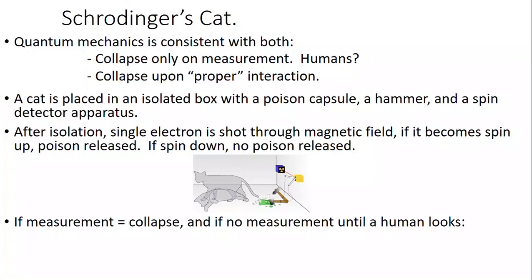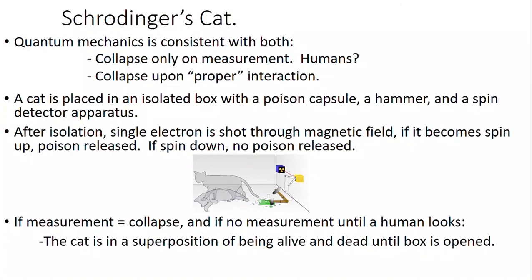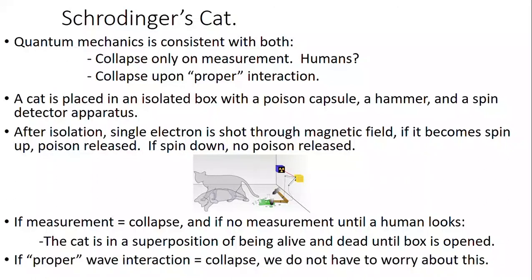So if measurement is the source of collapse, and there's no measurement until a human looks, then until the box is open, the cat is in a superposition of both being alive and dead. And suddenly when it's opened, all that superposition instantly goes away, and you get either the cat being dead or alive. But this is pretty absurd, and that was Schrodinger's point. So the thing is, though, if we assume that collapse happens upon proper interactions without humans existing or looking, then you don't really have to worry about this issue. And you can just say that whatever happened in the box when something interacted properly, then the cat either died or didn't die. And that's the end of the story.